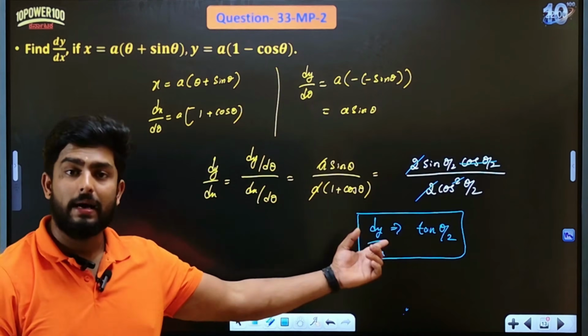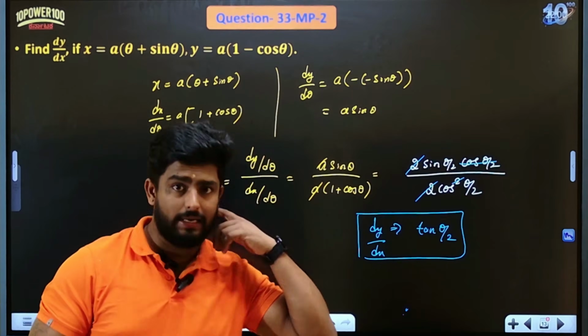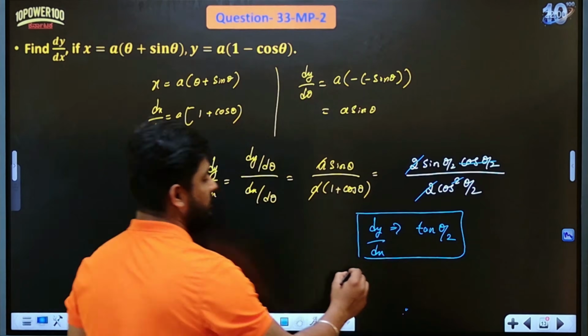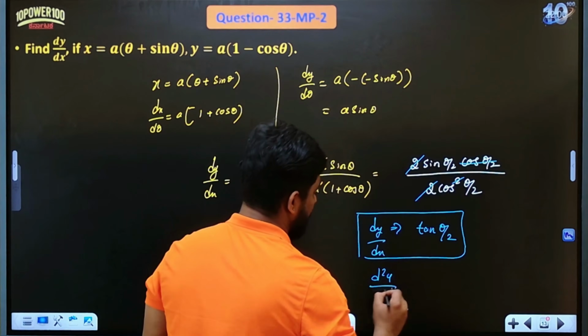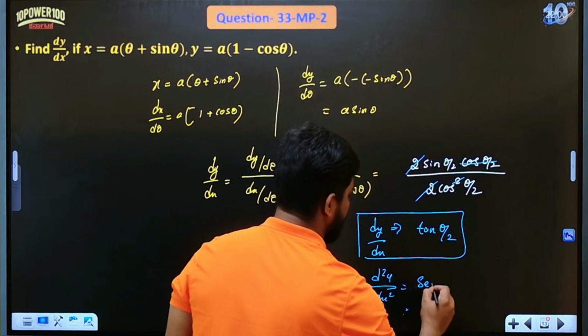For a 5 marker, they can give such questions and even ask d square y by dx square. For this, if I differentiate once again, d square y by dx square, the differentiation of tan theta by 2 is secant square.